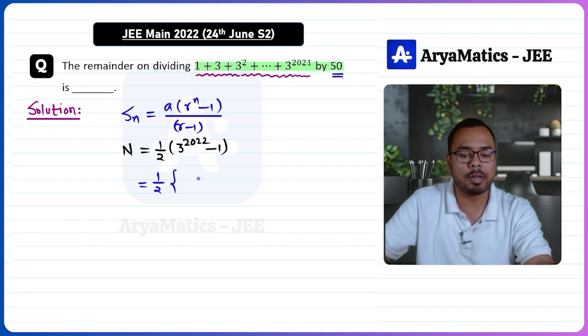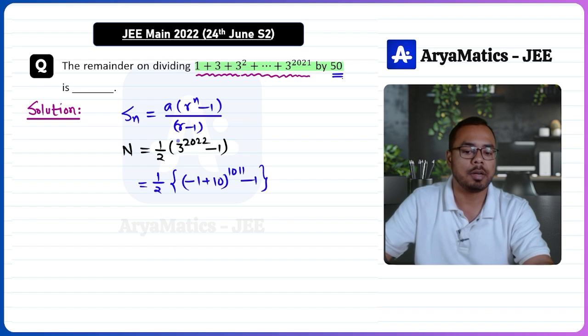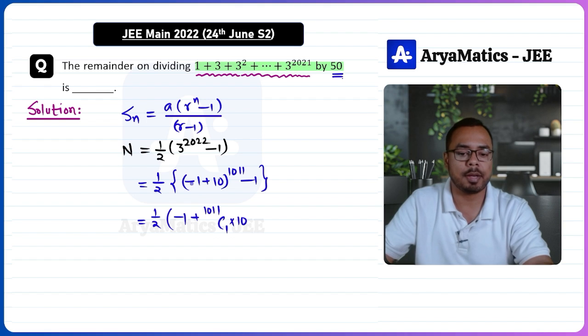So 3 raised to 2022, we can write as 3 square raised to 1011. 3 square is 9, which is minus 1 plus 10. So minus 1 plus 10, this raised to 1011, minus 1, right? And now let us apply the binomial theorem on this one. If I apply the binomial theorem, we'll get minus 1. The next term will be 1011 C1 multiplied by 10. The first term is raised to an odd power, so we'll get a negative sign. The second term will be positive.